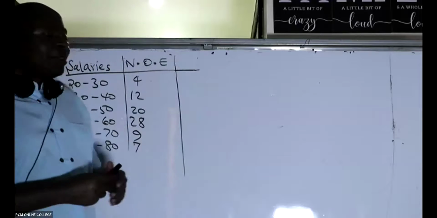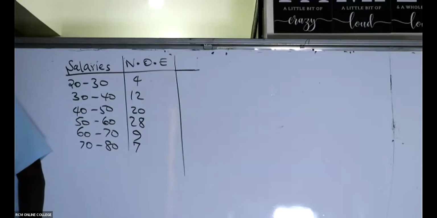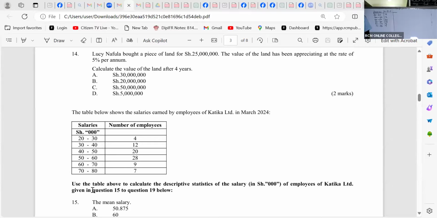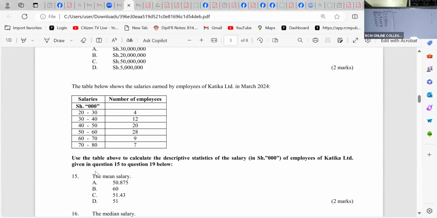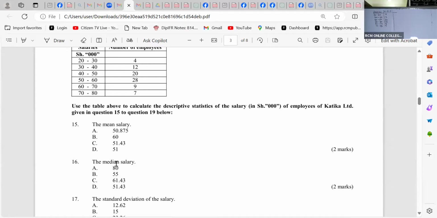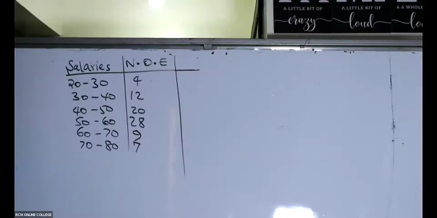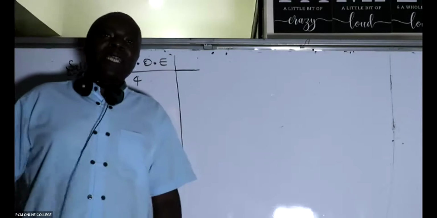Great. Now, ladies and gentlemen, today I would want us to look at something very easy, which was tested in ATD, April 2024, question number 15, Business Mathematics. The table below shows the salaries earned by employees of Katika Limited in March 2020. I've done the mean and the mode. Now today I would want to do the median. So they want us to give them the median salary.